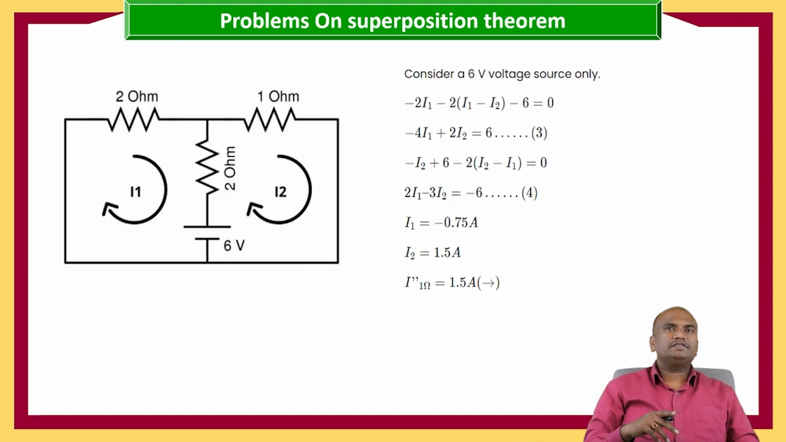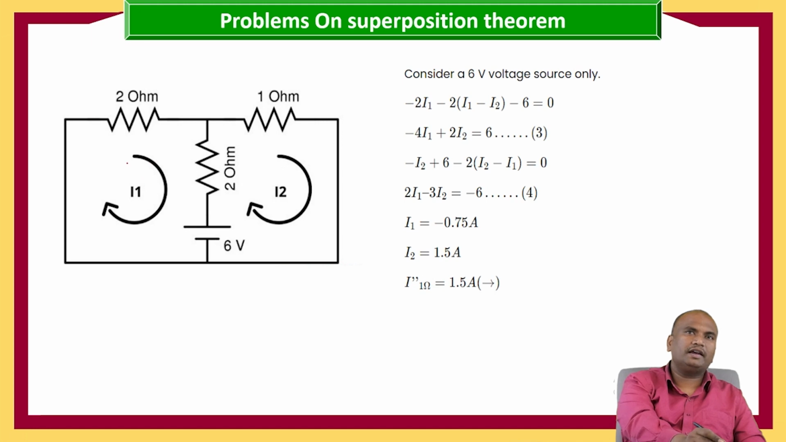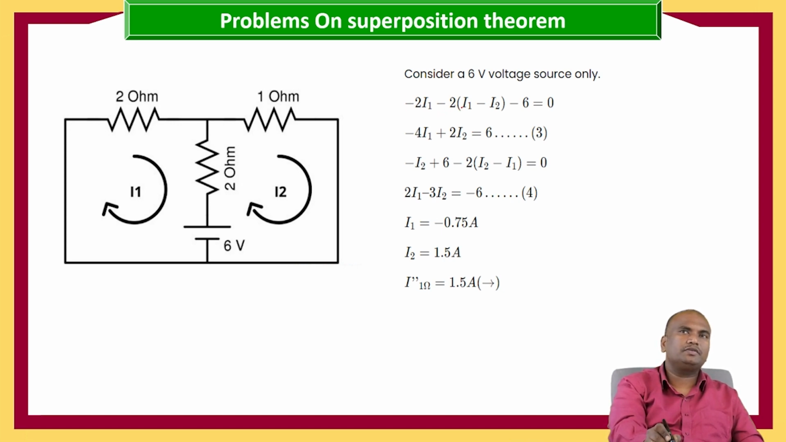Now we are going to consider only the 6 volt source acting. When the 6 volt source is acting, again we apply KVL in the loops: minus 2 into I1, minus 2 into I1 minus I2, minus 6 equals 0. That is minus 4 into I1 plus 2 I2 equals 6.